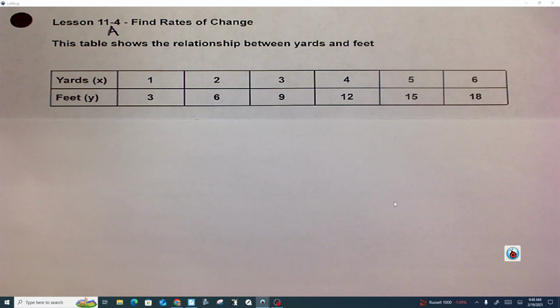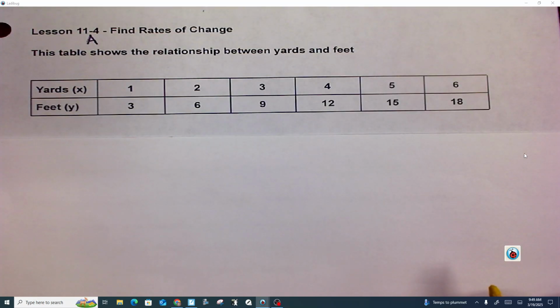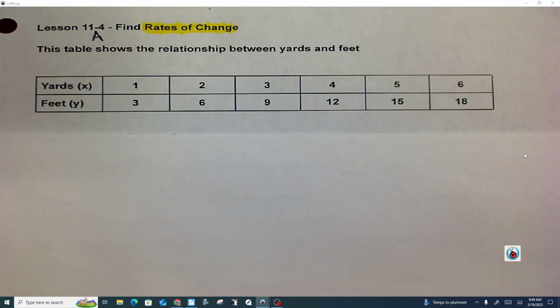Hey folks, let's take a look at lesson 11.4, part A, okay? And we're going to find something called the rates of change. And here's the nice thing. The number that you call step is really called rate of change. So when you're looking at a table like this and it says, hey, please find the rate of change, then you just have to go and find the step number like we always have.